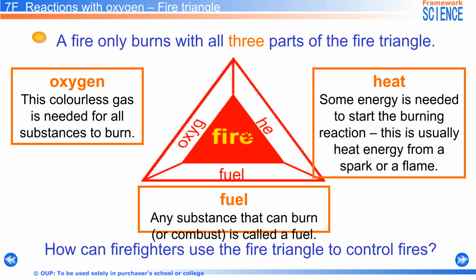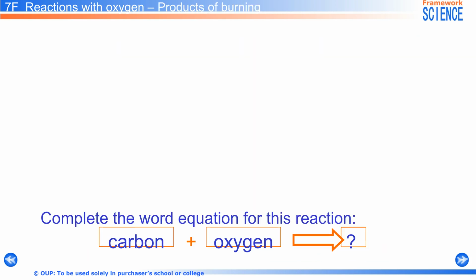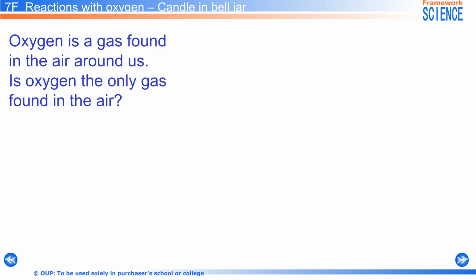Fuel is any substance that can burn. Heat is the energy needed to start the reaction. Oxygen is the gas needed for burning. Consider how firefighters use this triangle to control fires. When a substance like carbon burns, it reacts with oxygen to form a new product. Complete the word equation for this reaction. Carbon plus oxygen yields what? Oxygen is a gas found in the air around us. Is oxygen the only gas found in the air?